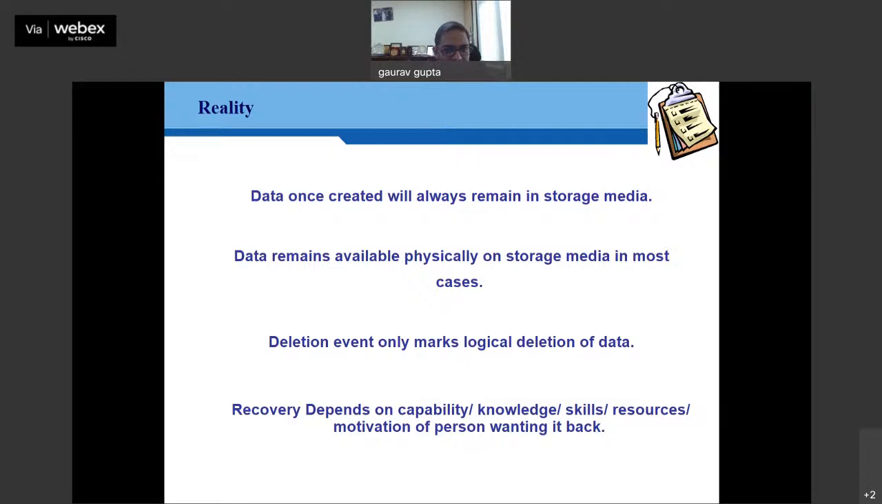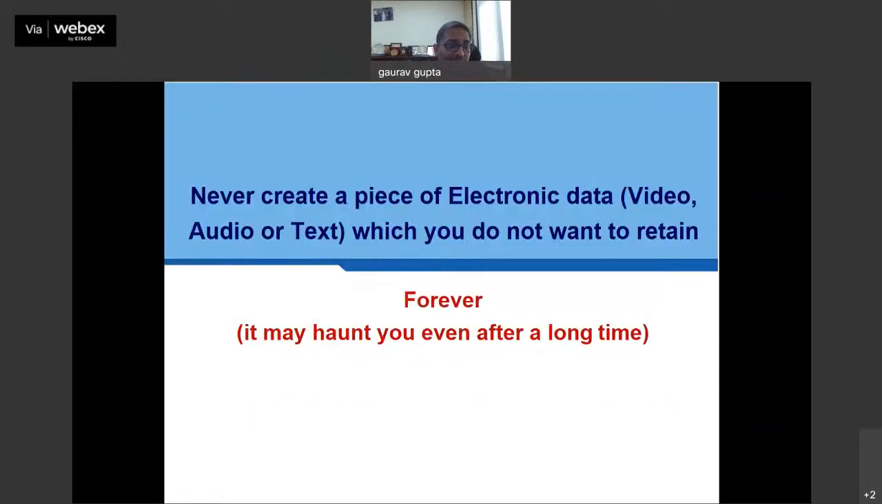So data once created remains, as we discussed. It can't go from physical media. Only thing is, it is dependent on the capability and the resources availability of the person who wants to get it back. So criminals can go to whatever extent they want. They have tools and technology, and they will get this data back. So we should not create any piece of data which is dangerous, which can come and haunt us.